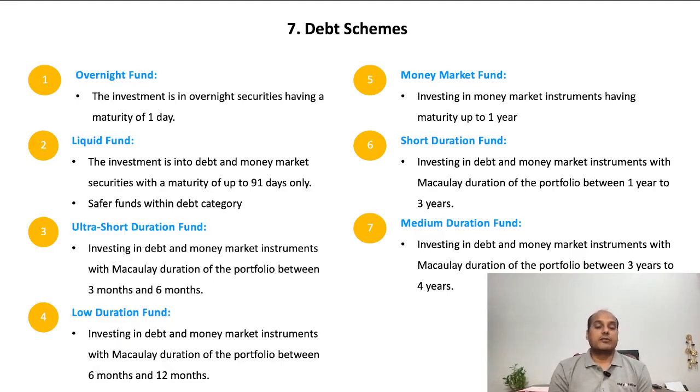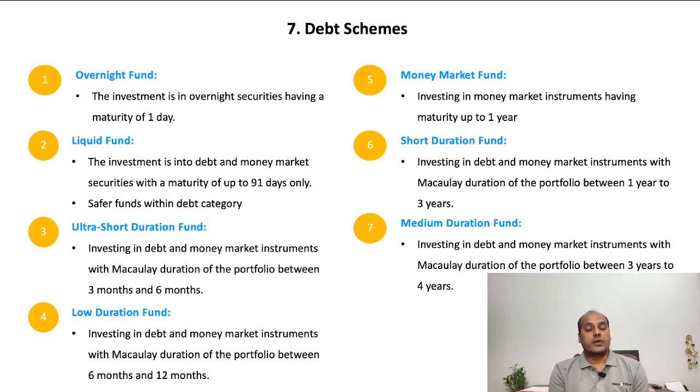Next come debt schemes. There are 7 types of debt schemes on this particular slide. There are more. Let's talk about it. Overnight fund, where the investment is done into overnight securities, where the maturity is 1 day. These are the most liquid type of fund. The second is liquid fund. The investment is into debt and money market securities where the maturity is 91 days maximum. These are one of the safer funds within the debt category after overnight fund.